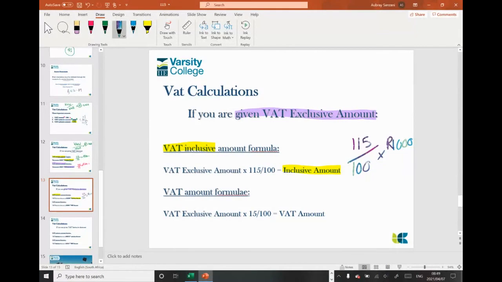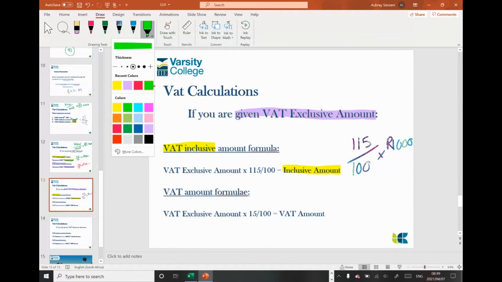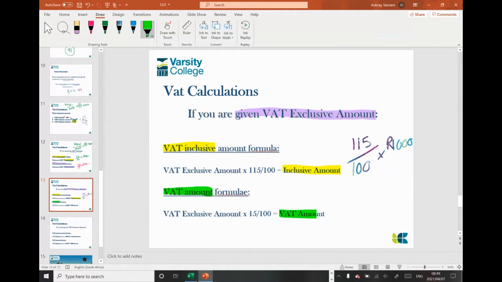Likewise, again, we could say we want to calculate the VAT amount this time. So how do we do that? Again, we simply say, what do we want? We want the VAT amount, so 15 is what the VAT amount is, percentage wise. What do we have? We have the VAT exclusive, which is 100. And then we say times the VAT exclusive amount, which we know is 1,000. So it's just simple proportion.